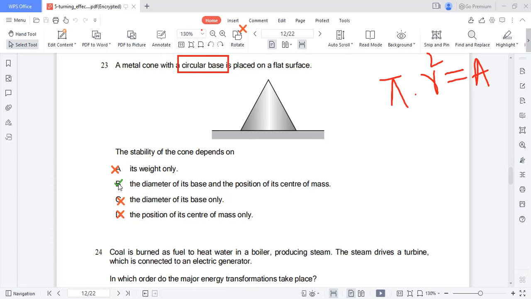So the position of center of mass. So this is the possible correct option. Okay, let's move to the next one.